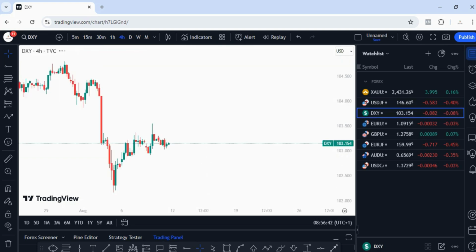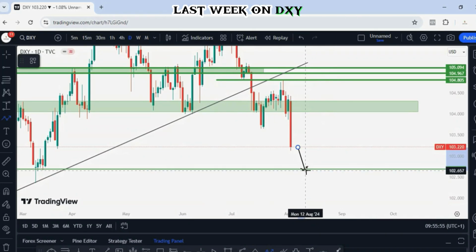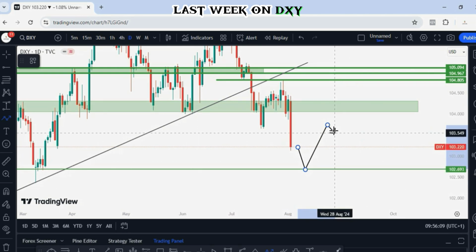So the next on my list is DXY. It may continue pushing lower, which is what may most likely happen, into 102.693 before we go for a pullback into either this region or this region, all right, before we continue lower.